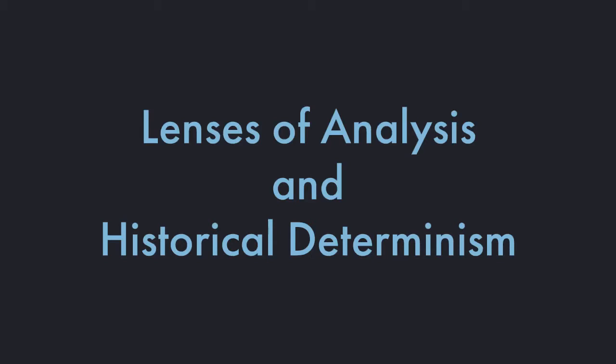Lenses of analysis, and historical determinism. One of the best ways to think about history is to think about it as a science, and then to realize it's not a science. History is a collection of events that we study and then try and gather lessons from that study. And in the end, the things I'm going to talk about today in this short video are about the lenses of analysis we use in history, so the way we look at things in history, and then also about historical determinism, the way in which things that happen in history determine the course of history.